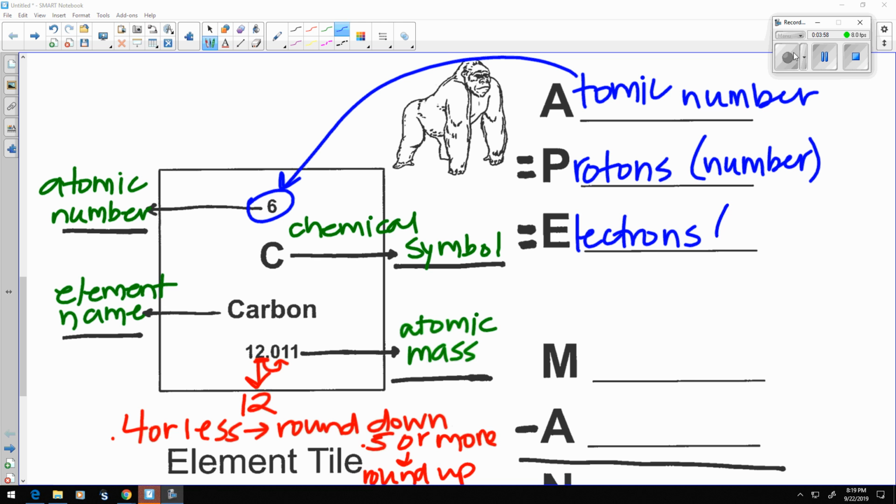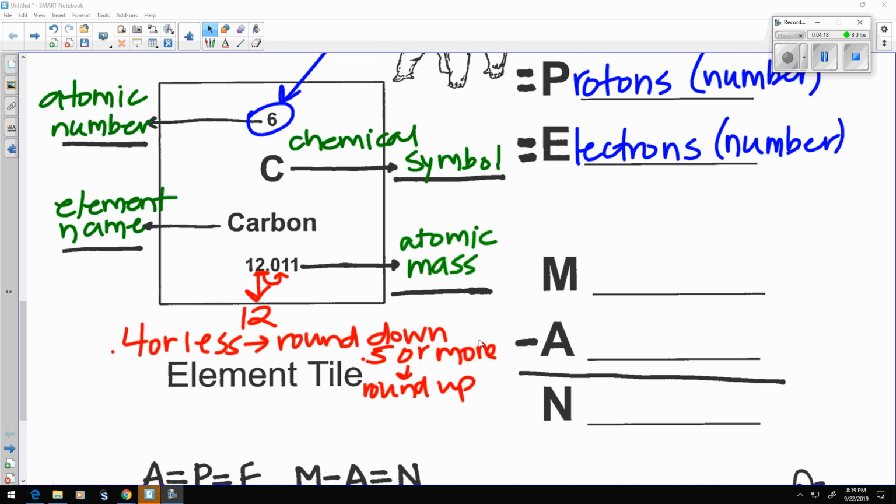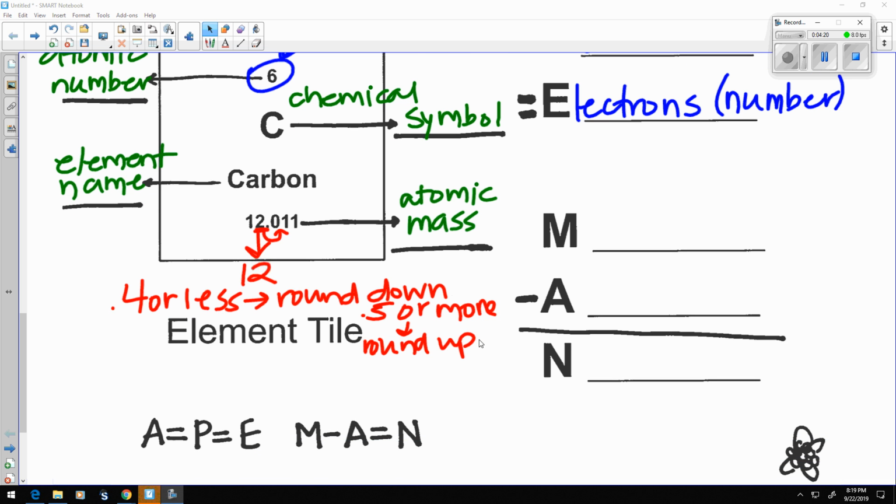So, if I give you the number of electrons, you should be able to find the number of protons and the atomic number pretty simply. If I give you the number of protons, then you should be able to find the number of electrons and the atomic number. They all are the same exact thing. Right? The MAN part is a little bit more difficult. So you remember APE MAN?